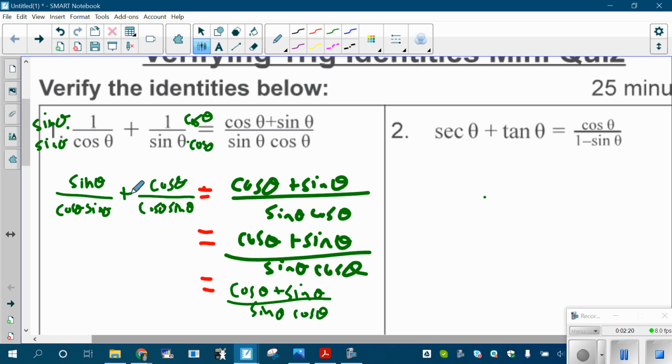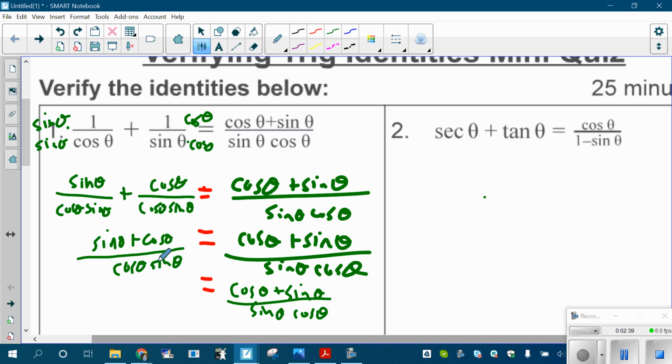Now that I have a common denominator, I can push them together. I have sine plus cosine. Sine of theta plus cosine of theta over cosine of theta, sine of theta. I got a common denominator. I push the fractions together.